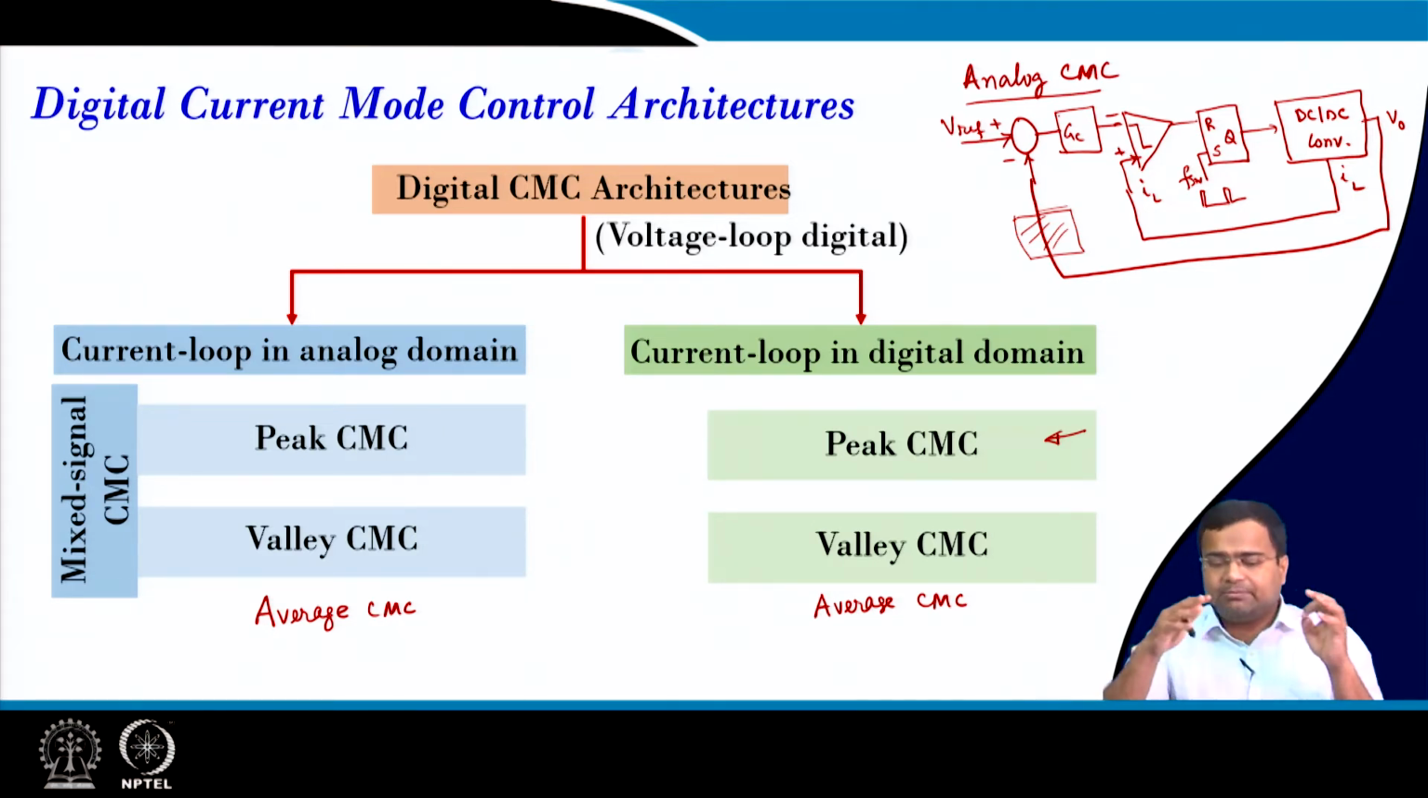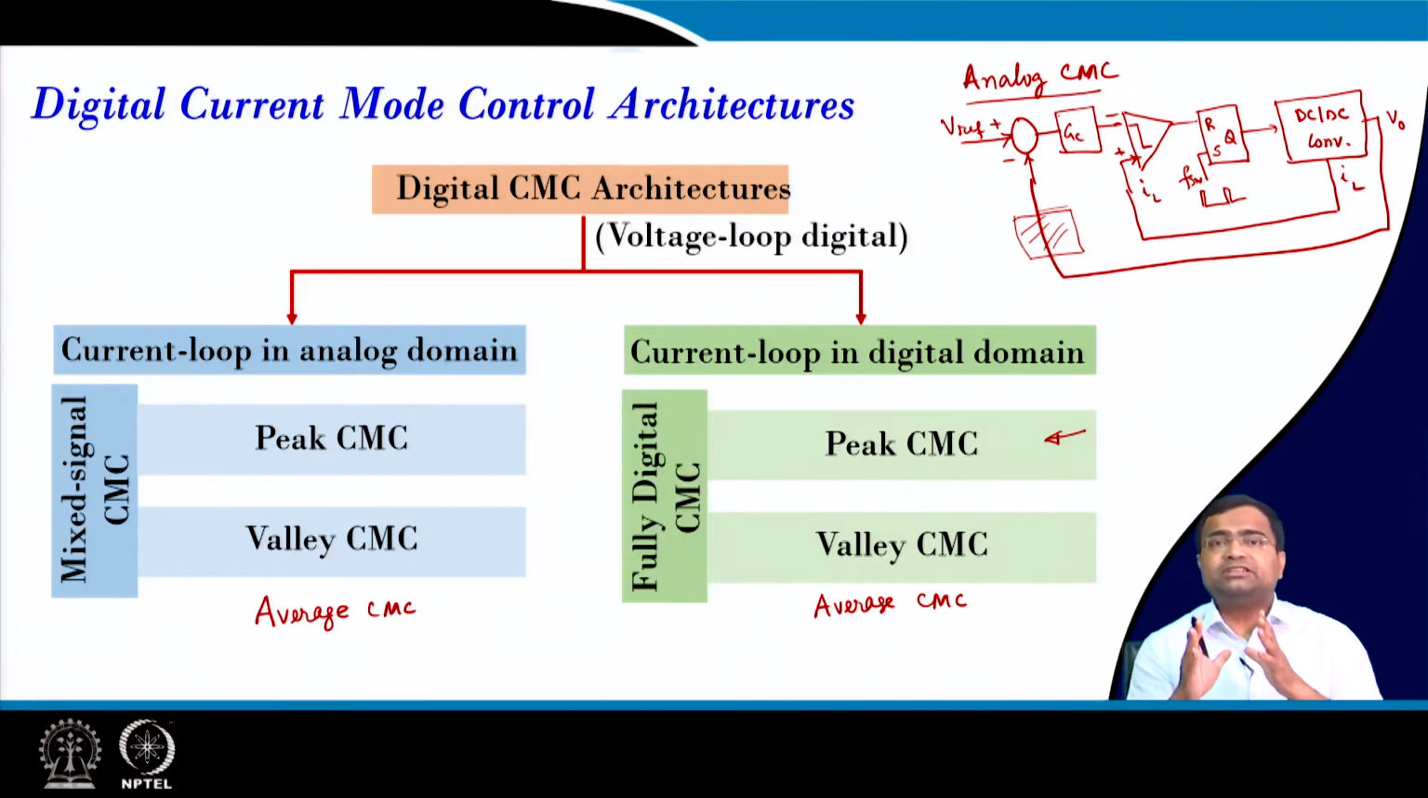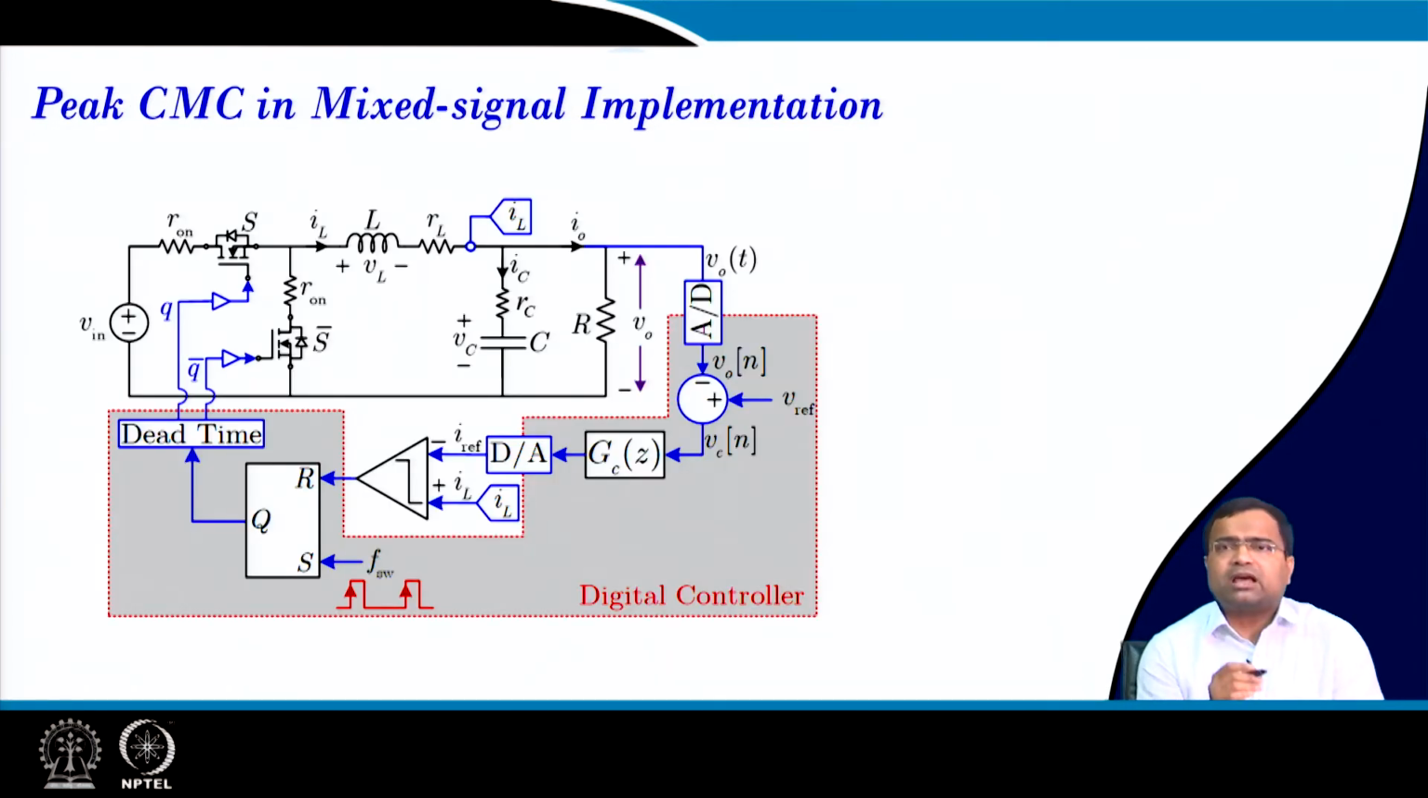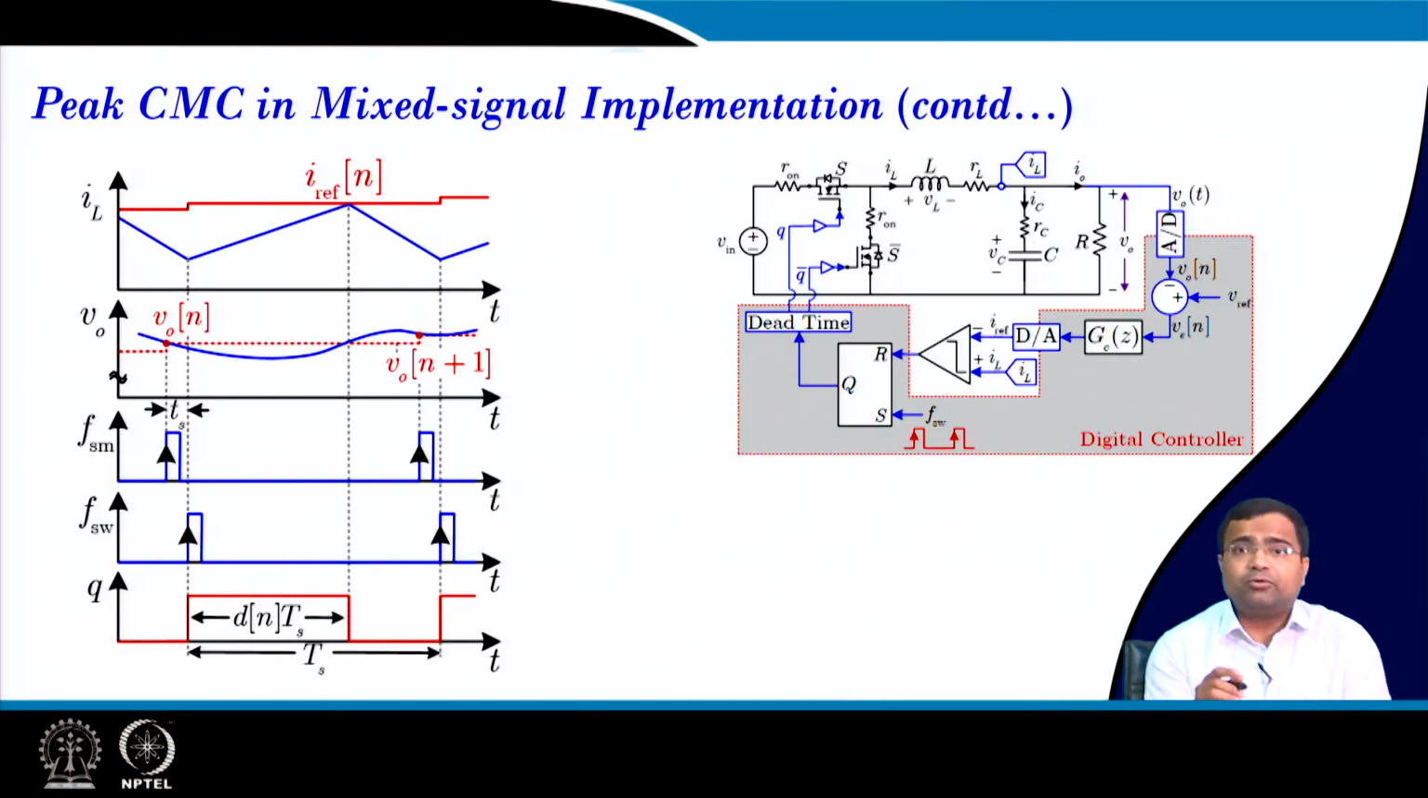If some understanding of digital control is developed, then one can try to search the literature, the research papers, or maybe some commercial product. This is called fully digital current mode control, where both current and voltage loops are in the digital domain, and for the mixed signal, the voltage loop is already in digital, so the current loop is in analog. And we already know about the architecture. This is like your analog comparator, and this is the sense current in the analog domain, and your voltage in the digital domain.